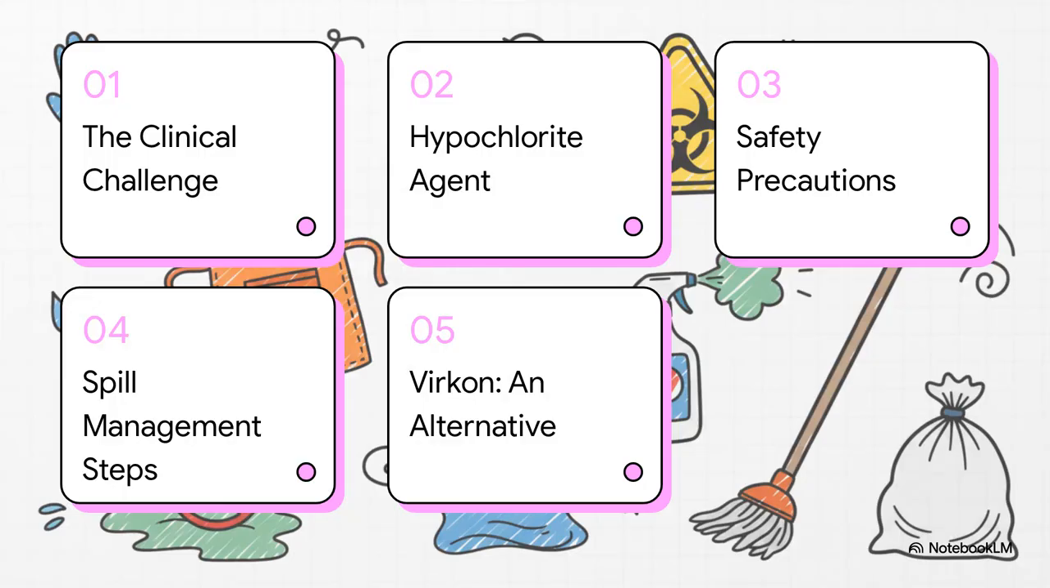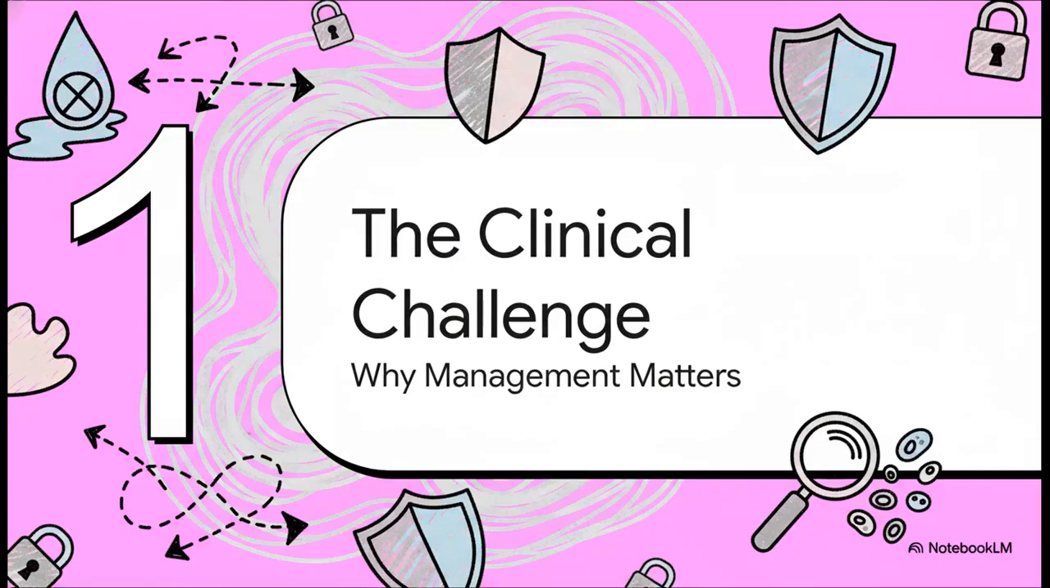So here's our game plan. First, we'll unpack the clinical challenge, why this is such a big deal. Then we'll look at the go-to disinfecting agent, hypochlorite, and the really important safety rules that go with it. After that, we'll get into the step-by-step procedure for managing a spill, and finally, we'll touch on a common alternative, Virkon.